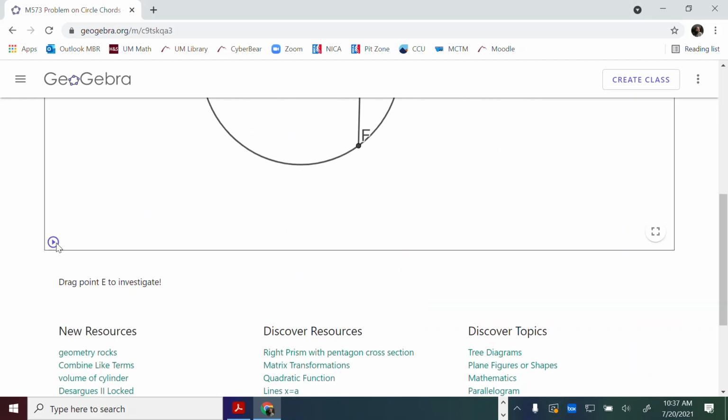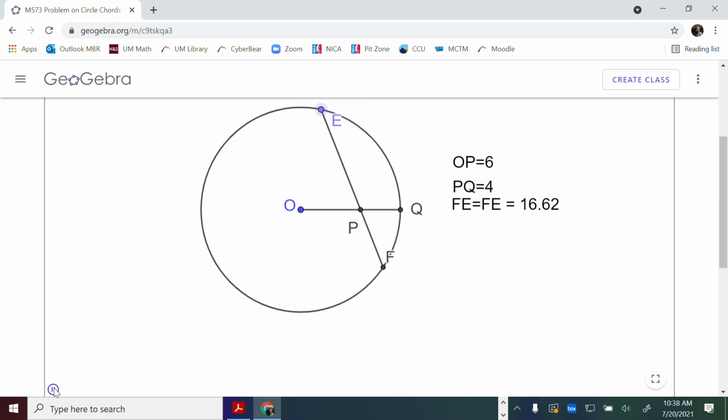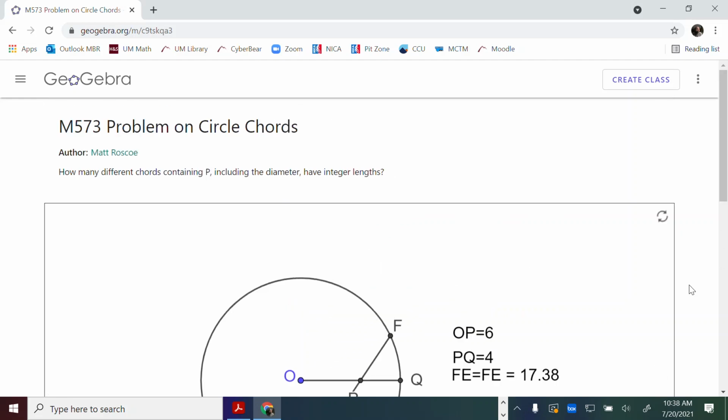And you can still animate it here if we want to, and watch those, what were they, 8 different lengths show up. Okay, I hope that gives you an idea on how to share resources created in GeoGebra with your students or with other teachers, and use that powerful tool to help kids visualize problem-solving settings, and help them get off the ground when they're stuck and don't know what to do.